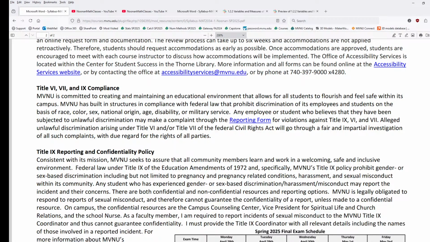So if you really need someone to talk to and you don't want to talk to me because I'm going to report whatever it is, then there it is. So that's what this is.